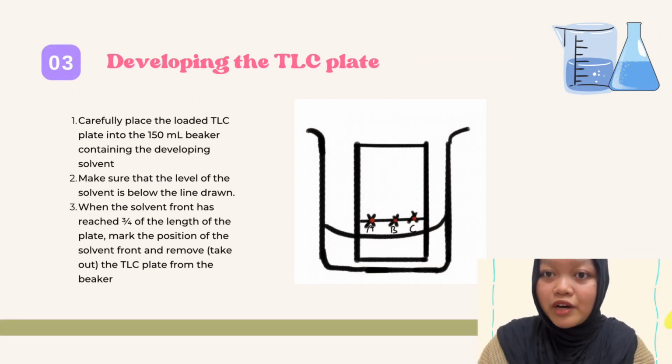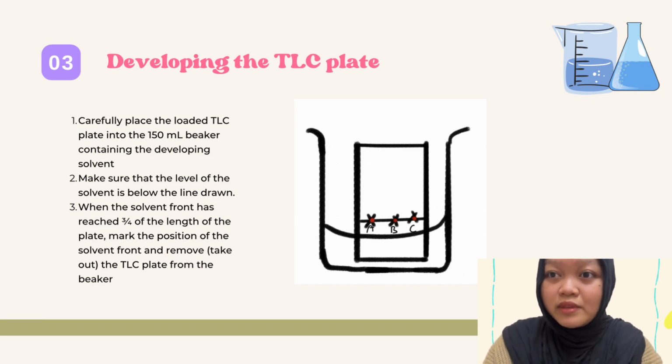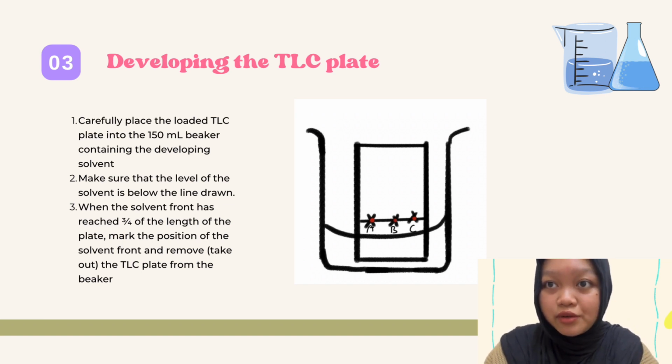And the last part of our methodology is developing the TLC plate. To develop the TLC plate, we place it carefully into the 150 ml beaker that contains the developing solvent. The level of the solvent is below the line drawn. And when the solvent has reached 3/4 of the length of the plate, we mark the position of the solvent front and take the plate out of the beaker. Lastly, we visualize the spots, measure the length of the spots, and calculate the RF for each of the samples.